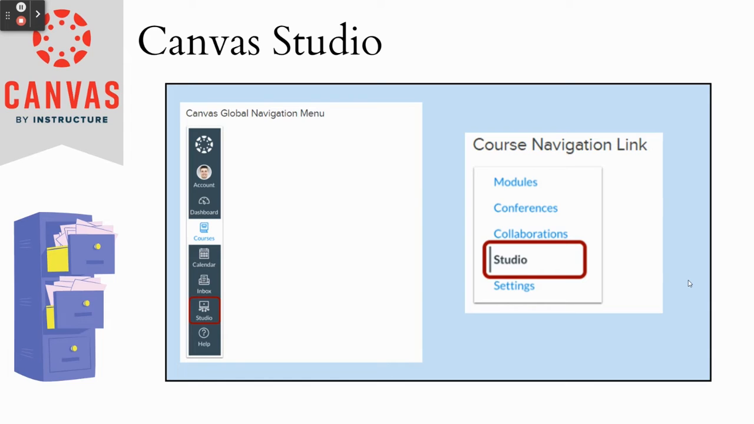When Studio is enabled for all users at the institution, the Global Navigation menu displays a Studio link. You can access your Studio account from anywhere in Canvas. Instructors can view and access their Canvas Studio account from the Course Navigation Studio link.